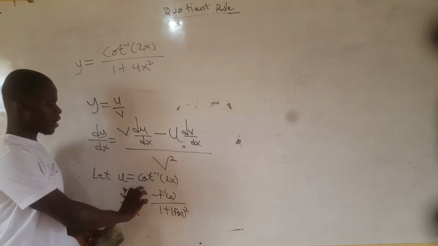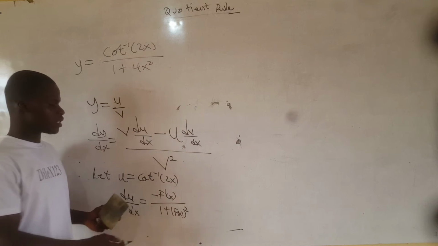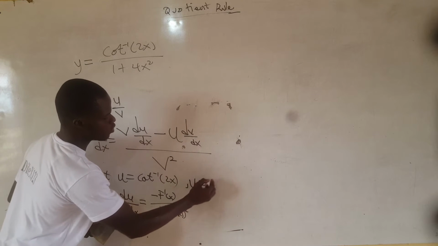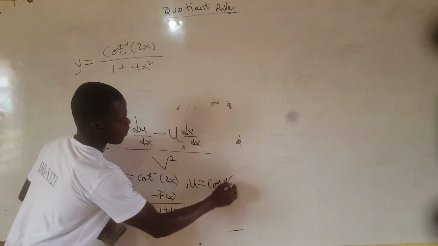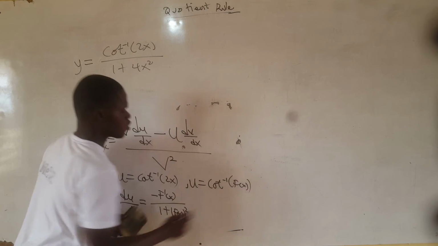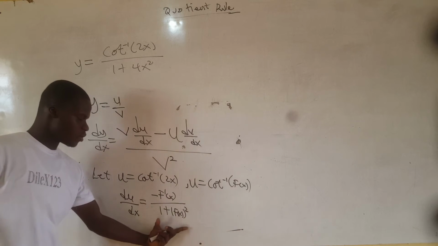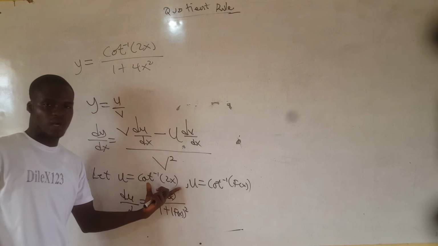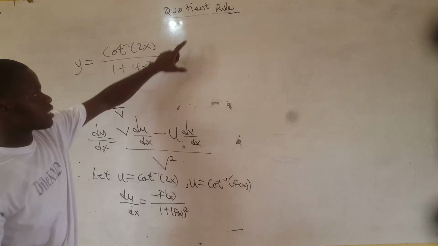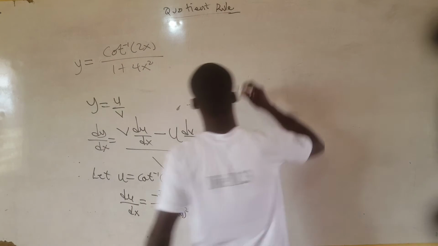This is the general formula we use to differentiate a function. Let's say the function is u equal cot inverse of f of x. So if we have a function u equal cot inverse of f of x, this is the formula we use to differentiate cot inverse of 2x. So let's differentiate that at the top here.